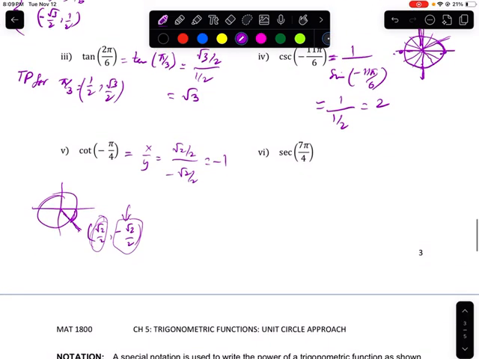Okay, then secant of 7 pi over 4. Okay, I will leave this for you guys to try, and I'll see you in the next video. So by the time I get back, please try doing this one, so when we come, you see, we'll compare the answers.